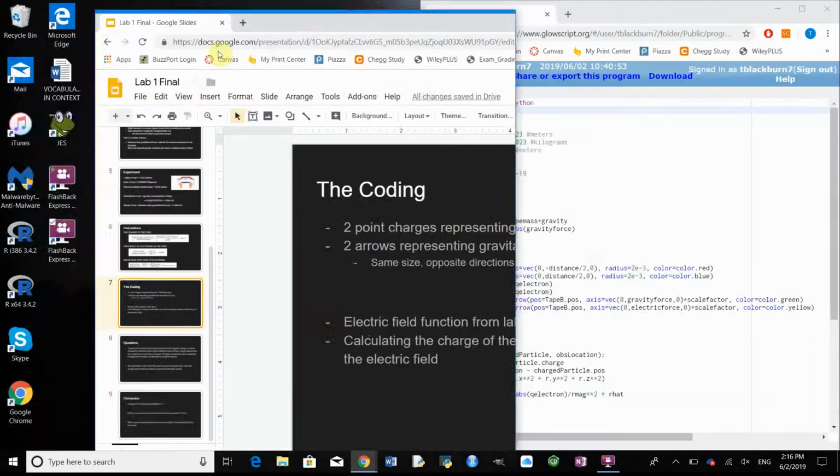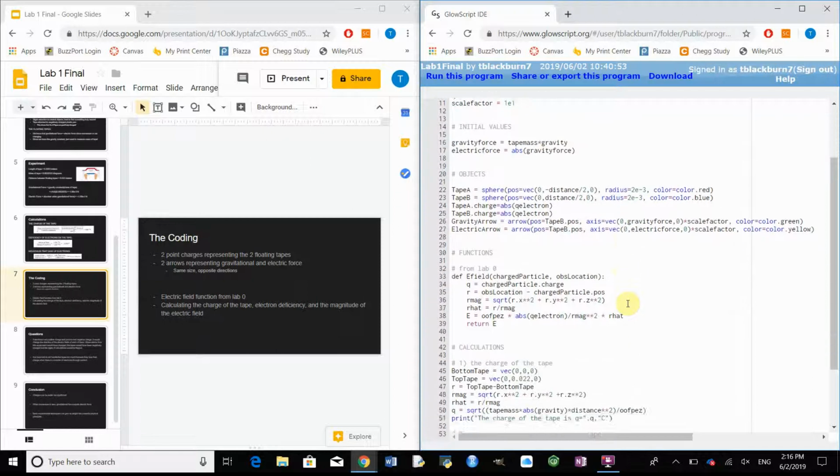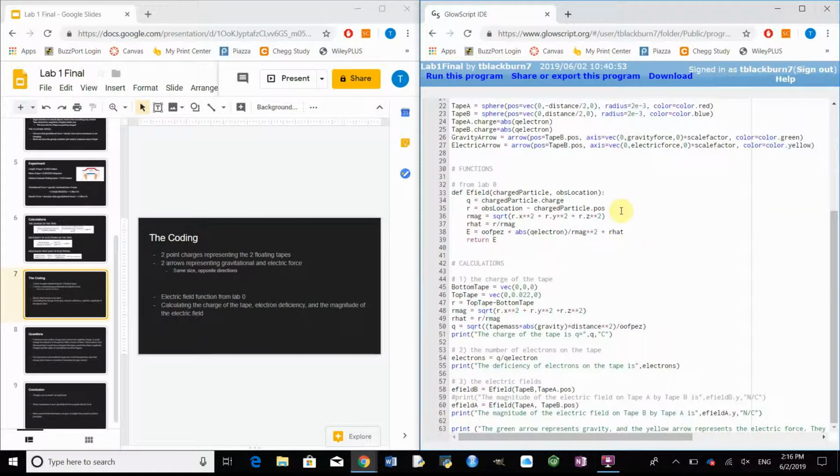Right, so the coding in this lab, as you can see here, we first create 2 point charges to represent the 2 floating tapes, and then 2 arrows representing the gravitational and electric force. And as you'll see when I run the code, they're the same size but opposite directions. And then from lab 0, I was able to use the E-field function to calculate the magnitude of the electric field on the particles. And then down here I have calculated the charge of the tape, the number of electrons on the tape, and the electric fields. So I'll go ahead and run that.